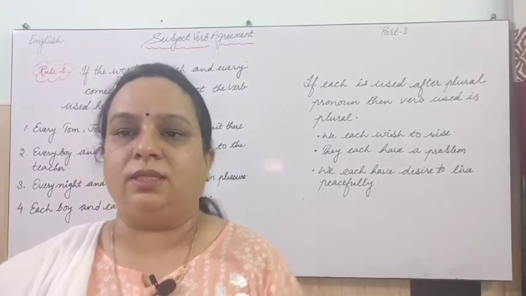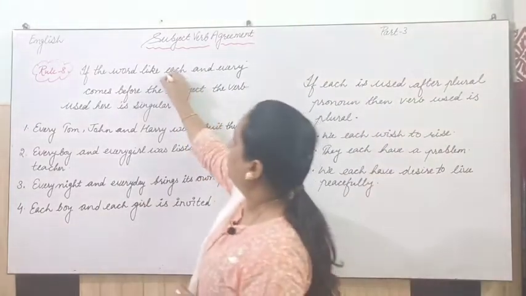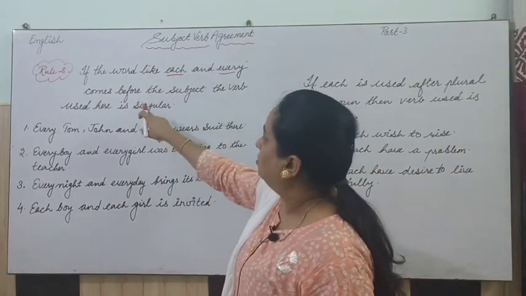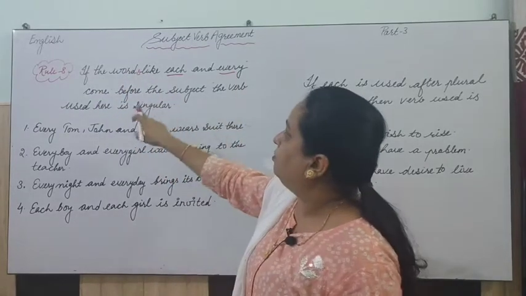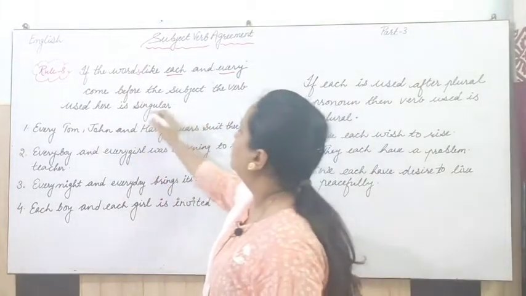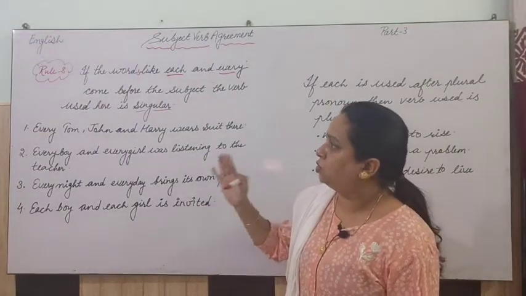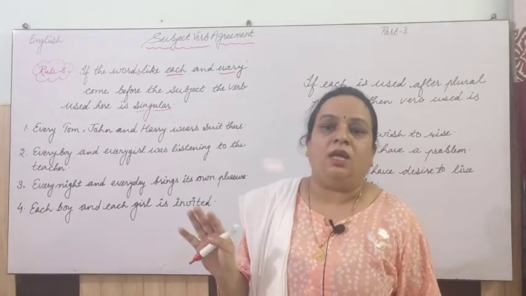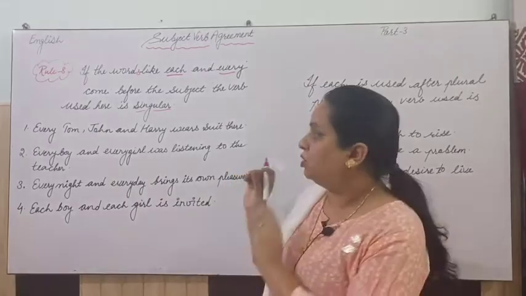The next rule, rule number 8, says: if the words each and every come before the subject, use a singular verb here, right? So once again we are talking about each and every. What this rule wants to say is that if the words each and every are there in any sentence, you have to simply attach which verb?